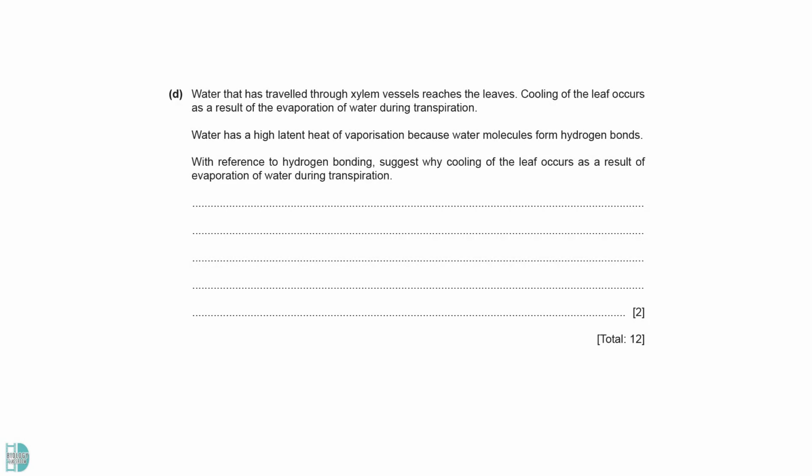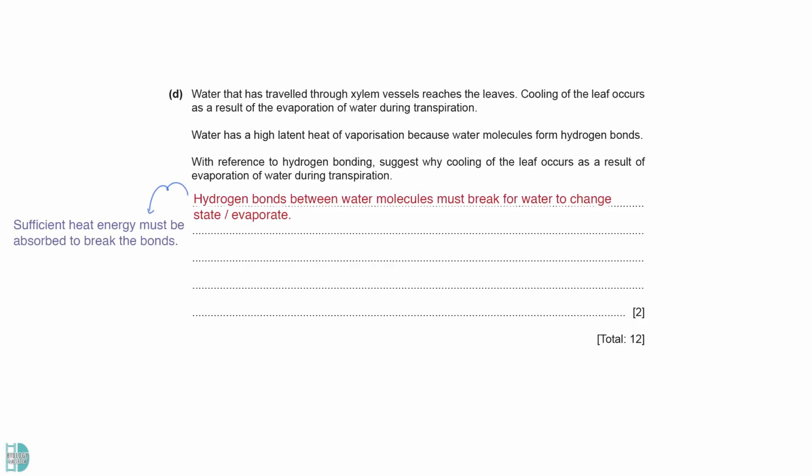D, with reference to hydrogen bonding, suggest why cooling of the leaf occurs as a result of evaporation of water during transpiration. For water to change its state from liquid to gas, sufficient heat energy must be absorbed to break the hydrogen bonding between them.